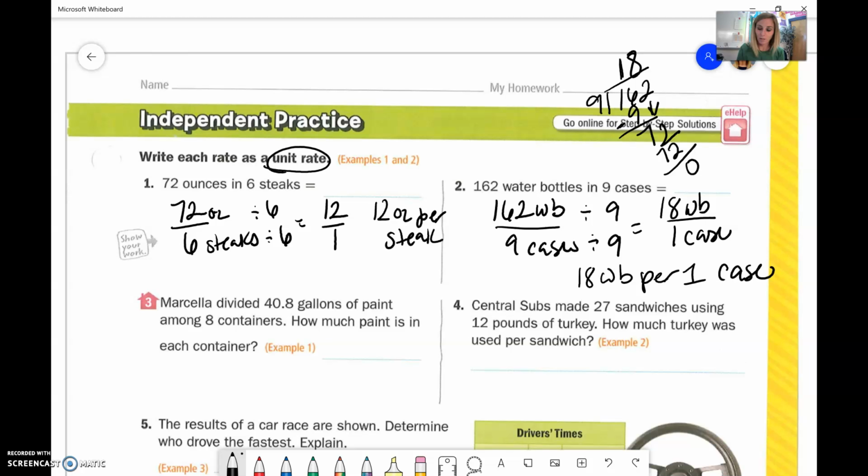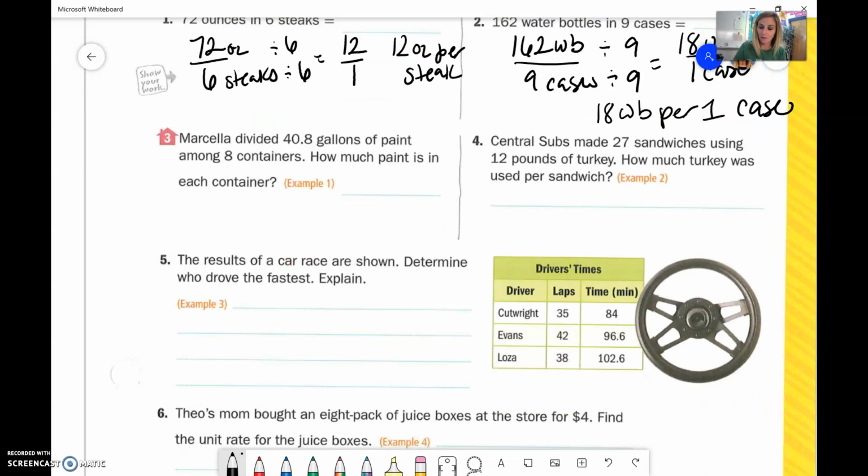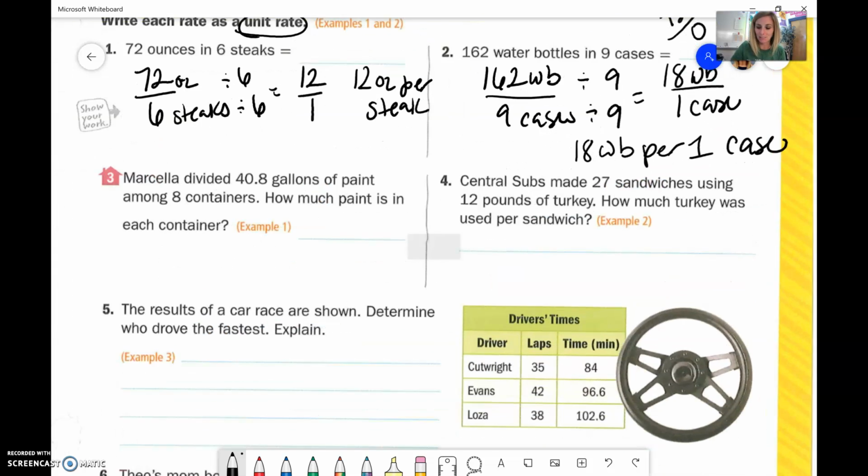All right, we're going to do number 3. Oh, is it going to move for me? Oh my gosh, this thing's so touchy.